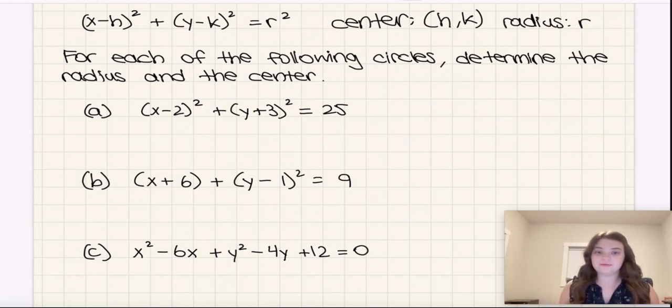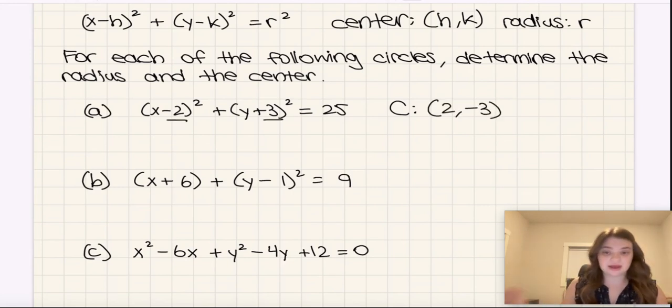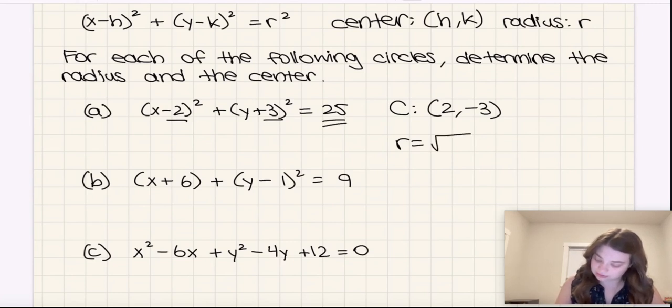So for example, for the first one, the center would be (2, -3). Just by looking at these numbers, I can tell that right away. And the radius is going to be the square root of 25 here at the end, which is equal to 5. Now here, since we're talking about the context of a radius of a circle, we don't need to do plus or minus 5. We should only consider the positive answer here, so just 5.